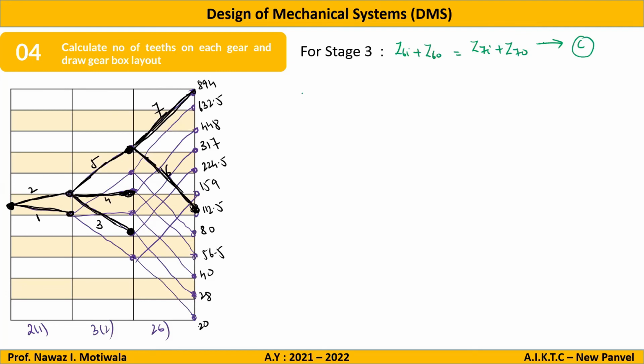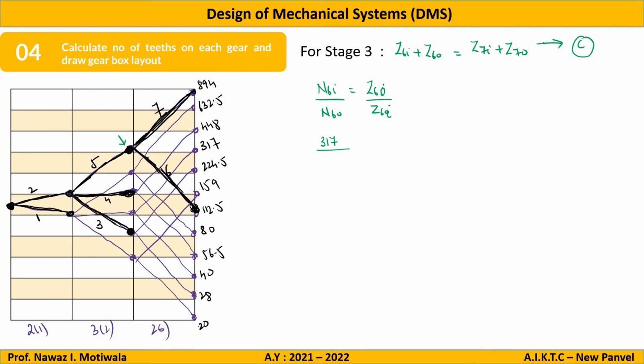So from here, again, I can write N6I upon N6O is equal to Z6O divided by Z6I. Now you can see I have marked the sixth train. For the sixth train, the input is this one. So the input value is 317. If you have 320, then write 320. Divided by the output of 6.